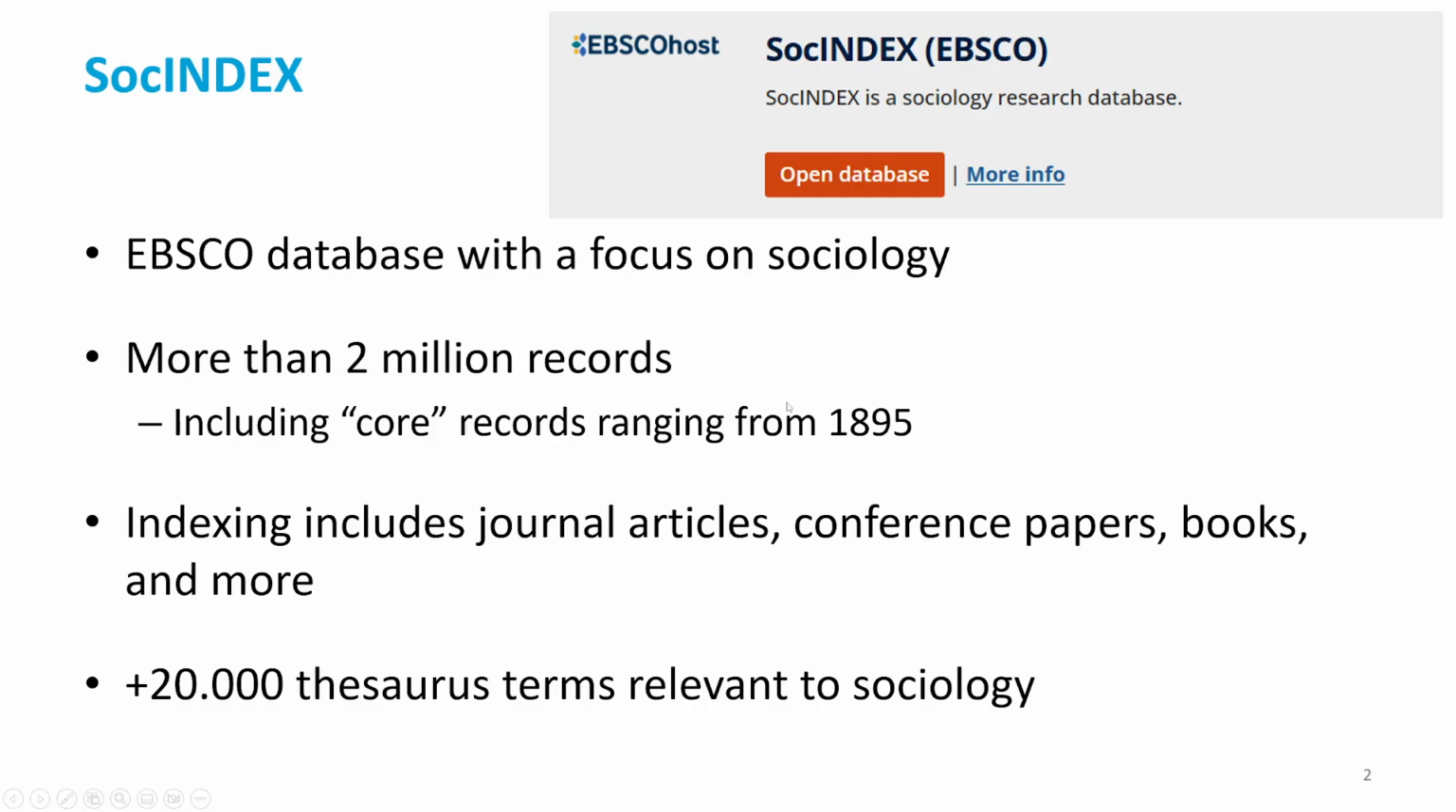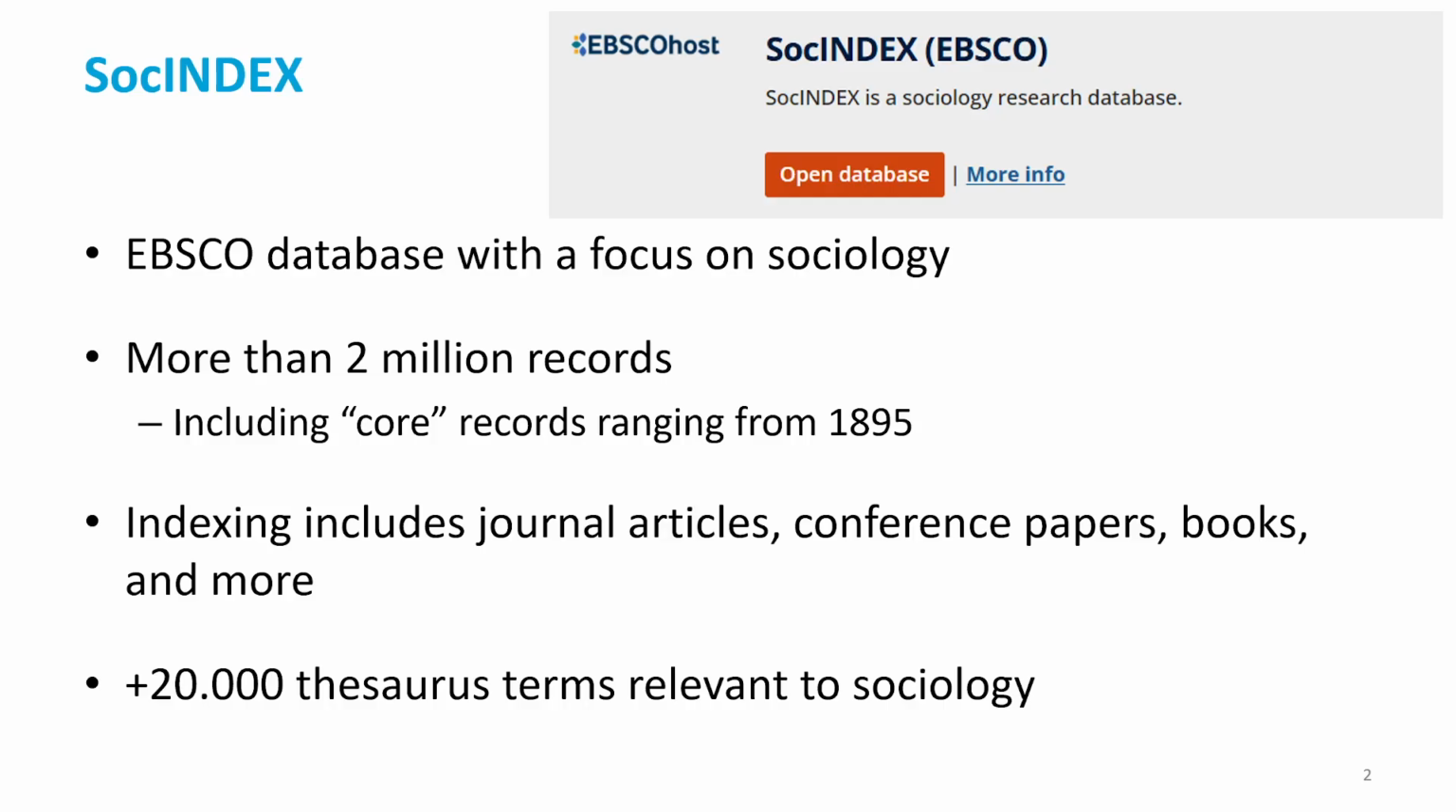SocINDEX is an EBSCO database with a focus on sociology, as the name would obviously suggest. It has more than 2 million records indexed on the database itself, and these include some core records ranging all the way back to 1895. But obviously it also includes very new records of less than a few months old. The indexing includes journal articles, conference papers, books, and many more.